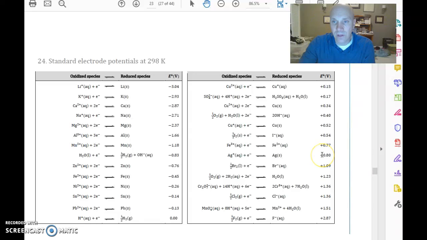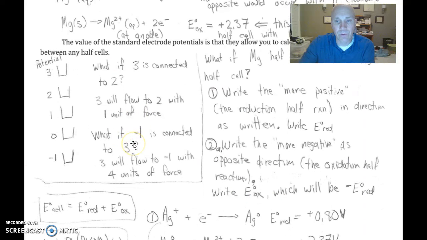All right. So keep in mind, when I say more positive, it does not have to be positive. If we were comparing two things, say magnesium and zinc, they're both negative, but the one that is more positive would be the zinc, because negative 0.76 is more positive than negative 2.37. All right, so this is the reaction right here that would actually occur. All right, so what we would do is we would write down that reduction, and we can write it as a standard reduction potential, and you just write that value.